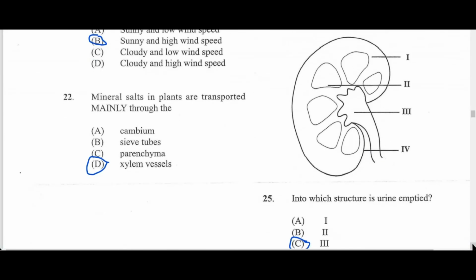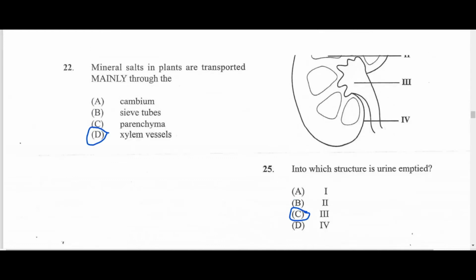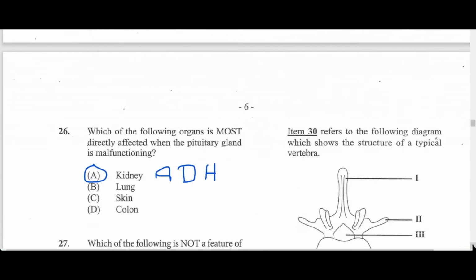And there we have it nicely labeled: the cortex, the medulla, the pelvis, that type of thing. Into which of the structures is urine emptied? Of course, it is going to be the pelvis, so that's going to be C or 3 on the diagram. We're moving on to question 26.